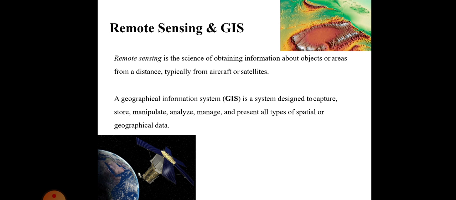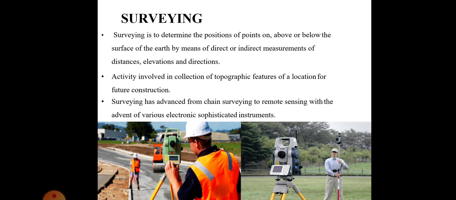A geographical information system, or GIS, is a system designed to capture, store, manipulate, analyze, manage and present all types of spatial or geographical data. So remote sensing and GIS is actually an advanced form of surveying. Like I said, surveying is mainly used to determine the positions of various points by taking various measurements, like linear measurements. It can be direct or indirect measurements, linear or angular measurements. By taking these measurements, we determine the positions of various points.